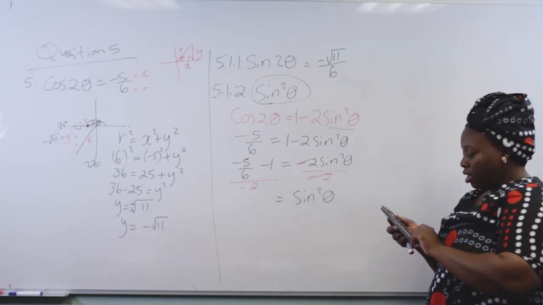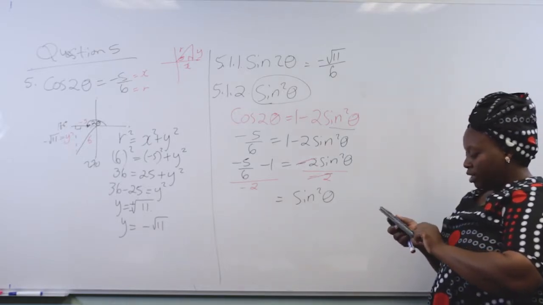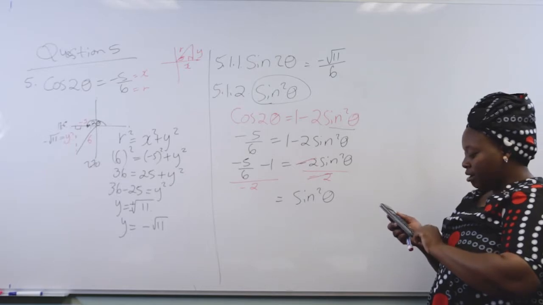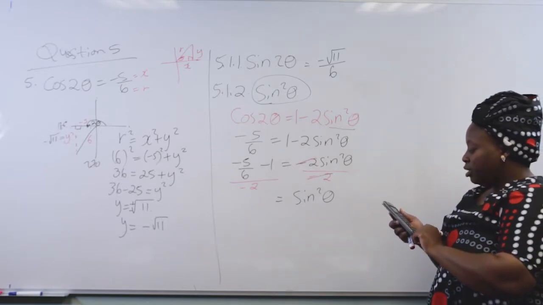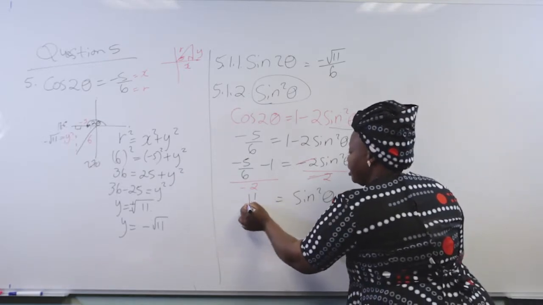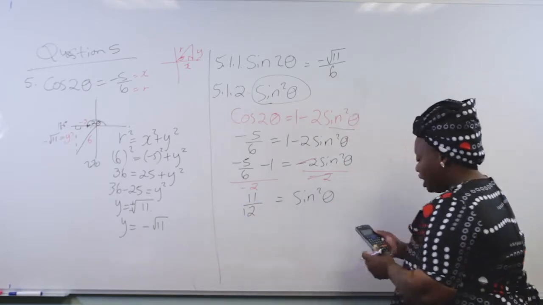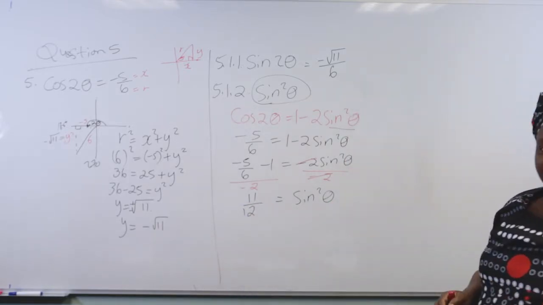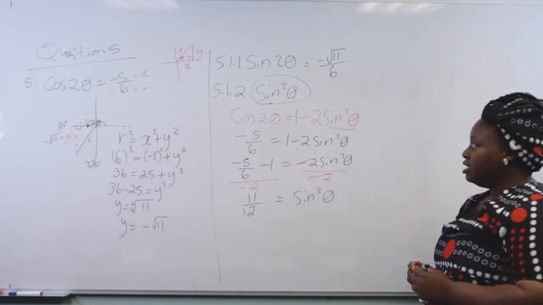Let me quickly do it on the calculator so that we don't waste time. Remember, the calculator is one of the things that saves time. So it's giving me 11 divided by 12. So that means that sine squared theta is equal to 11 divided by 12.